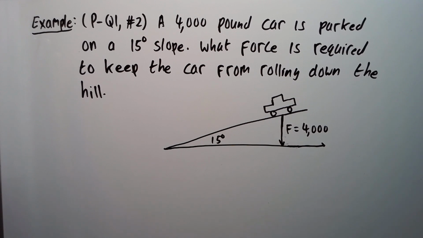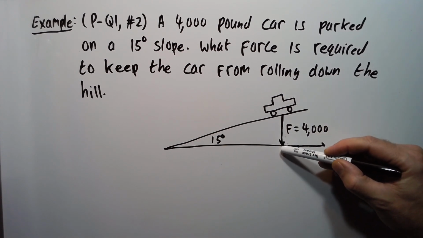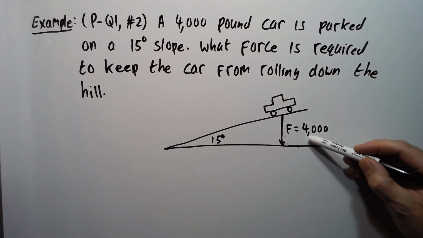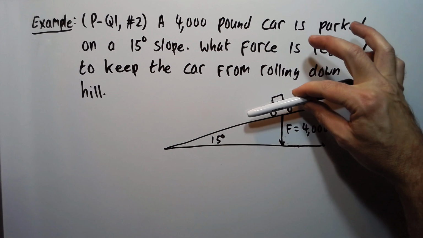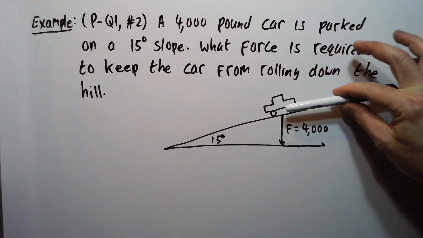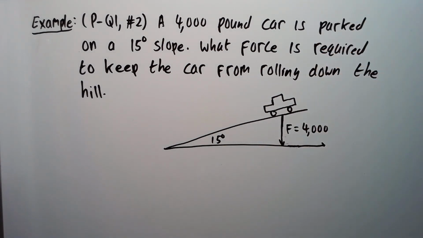Here's my picture. Here's my 15-degree slope. Here's my car. So the weight of the car is coming straight down this way. So calling it F, it's 4,000 pounds. So we're trying to figure out the force going this way. So I'm going to draw a little right triangle here.